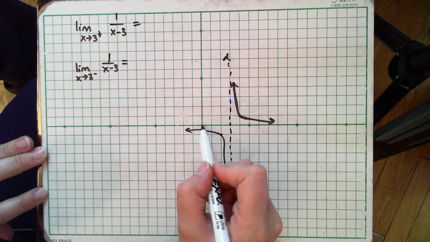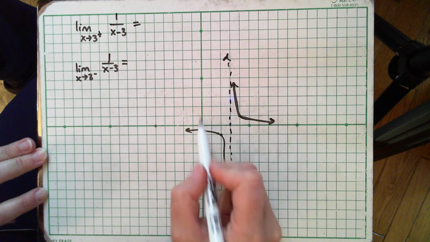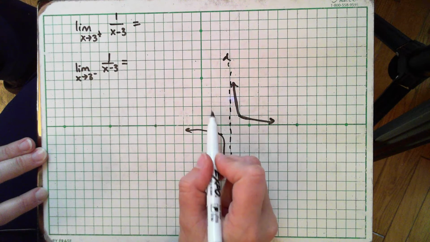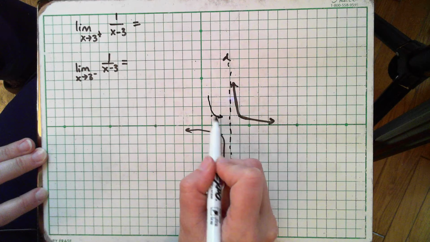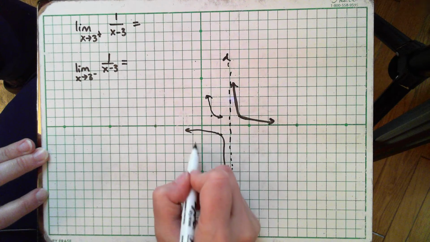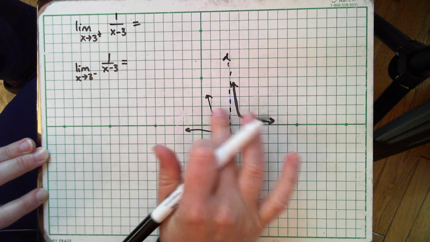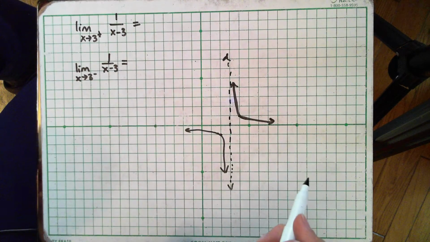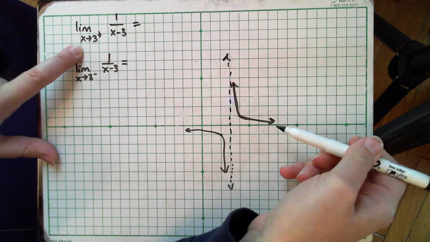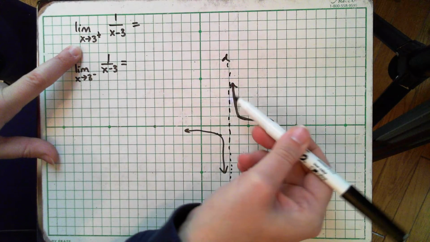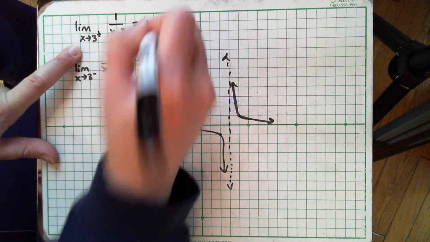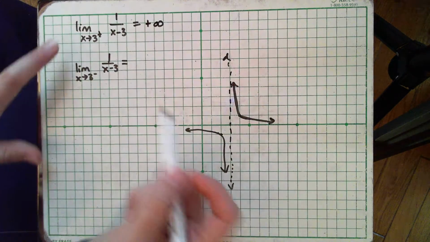The 1 over x function would have a vertical asymptote at 0, and it would pass through 1, 1, like this, like that, and it would pass through -1, -1, like that. And it just moved over by 3 spaces. Now, as I am approaching 3 from the positive side, if I trace the graph going in this direction, it's headed up toward positive infinity. So that is my limit.